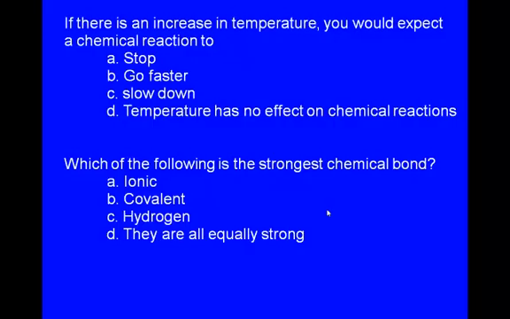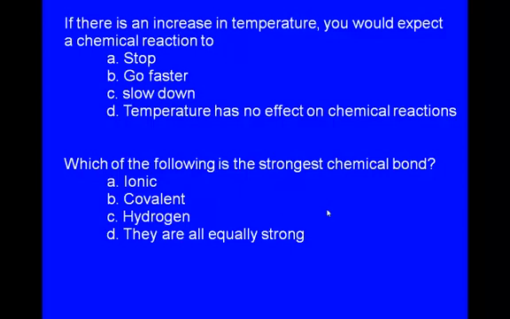Alright, here's just a couple little questions for you. If there is an increase in temperature, you would expect a chemical reaction to A, stop, B, go faster, C, slow down, or D, temperature has no effect on chemical reactions. Alright, what do you think it is? Okay, hopefully you had enough time. The answer is B, go faster.